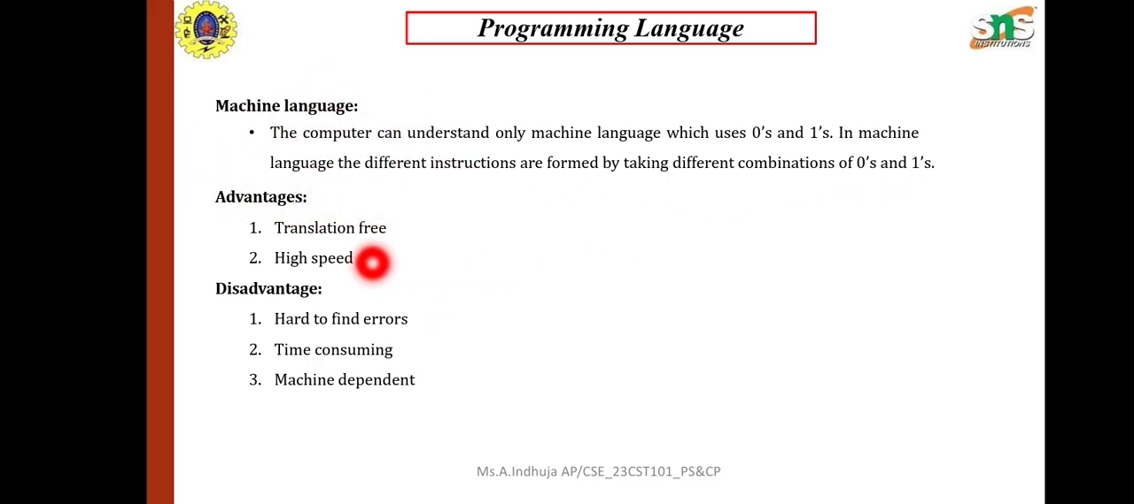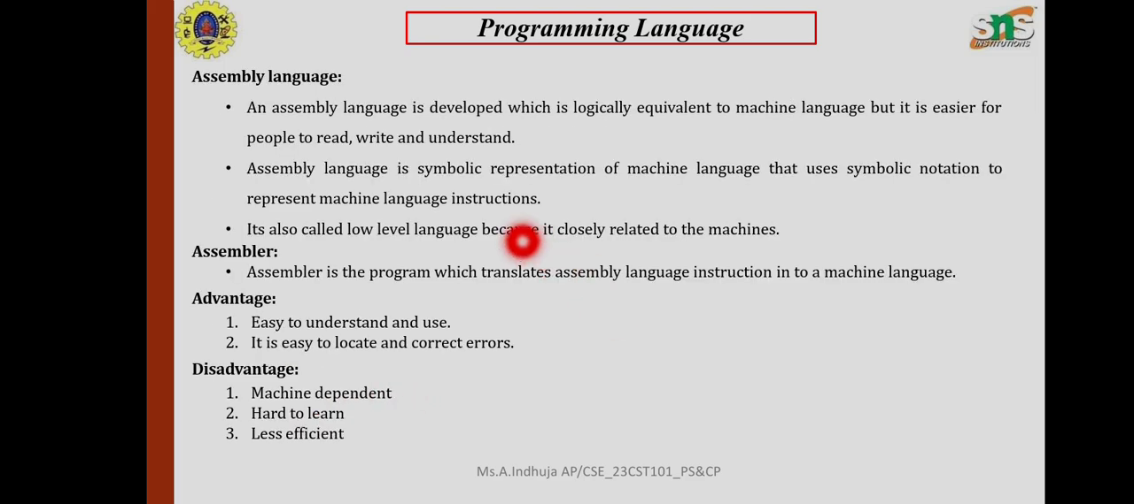So the advantage of machine language is it is translation free and it is high speed. The disadvantages are it is hard to find errors, it is time consuming, and it is machine to machine dependent. The next one is assembly language.